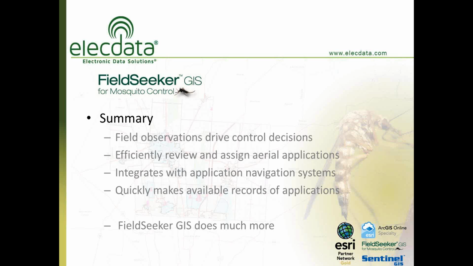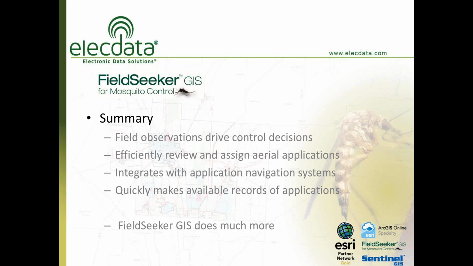The tools on the desktop allow field supervisors and managers to efficiently review and assign those aerial applications. These can be assigned to specific pilots or to specific dates to be completed by whomever is the pilot that night. The tools that we've developed in FieldSeeker GIS do integrate with application navigation systems, both AgNav and SkyTracker currently. FieldSeeker GIS, through the reporting mechanism and the map integration, quickly make available these application records, either visually or through a tabular report.